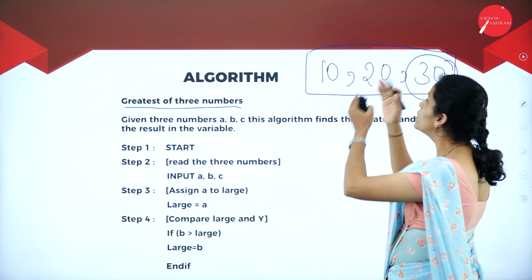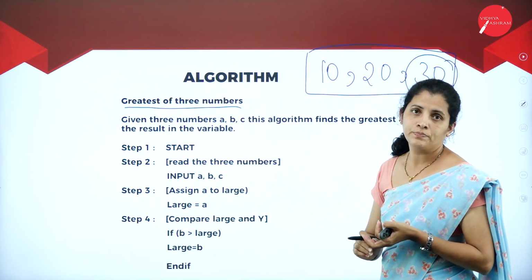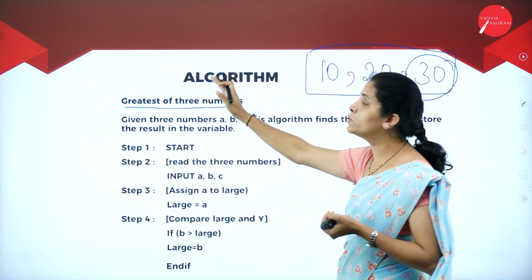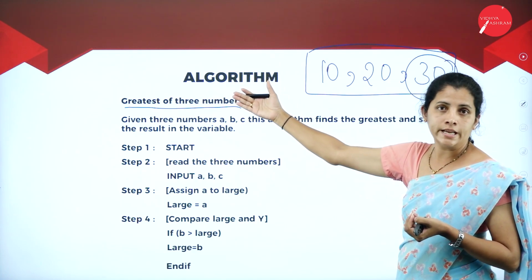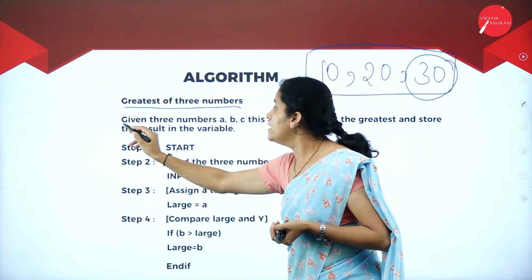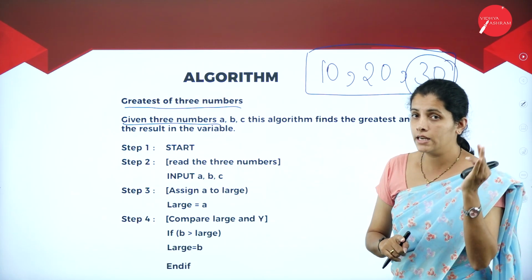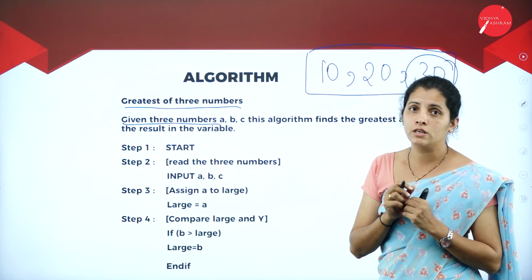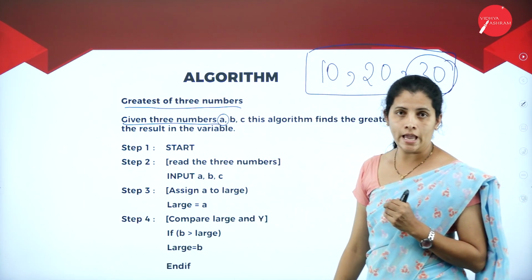Now I want to convert this problem statement into my algorithm. So let's see how I'm going to convert this problem into my algorithm statement. That is, given 3 numbers. What are the numbers I have? Given 3 numbers, that is my input. So what are the input variables I'm going to have here is A.